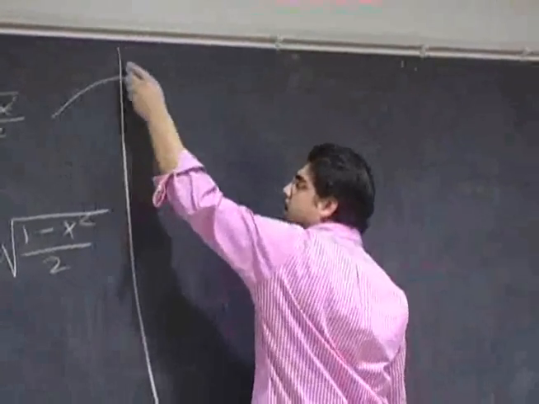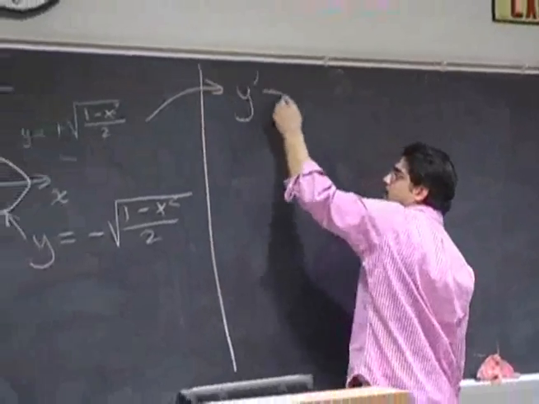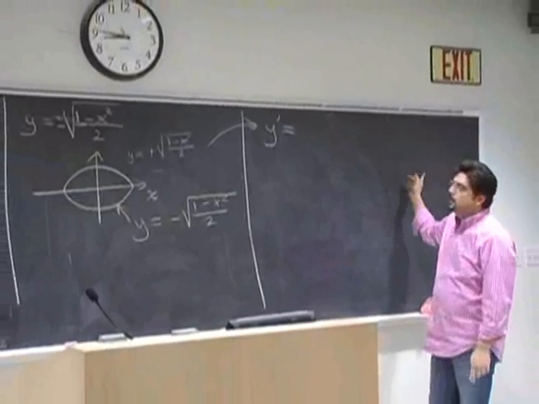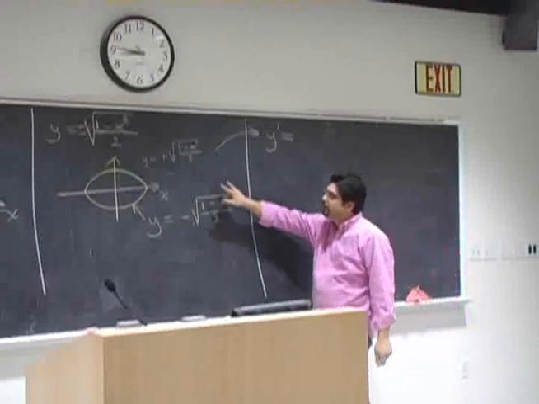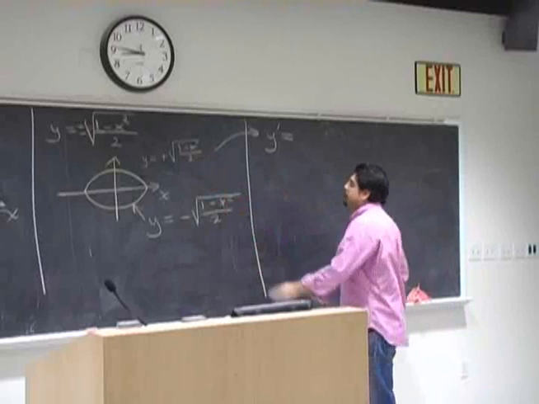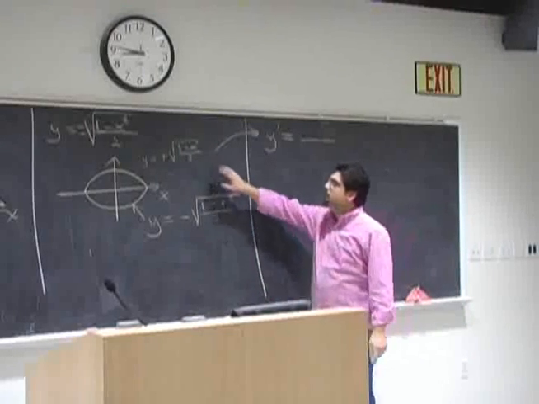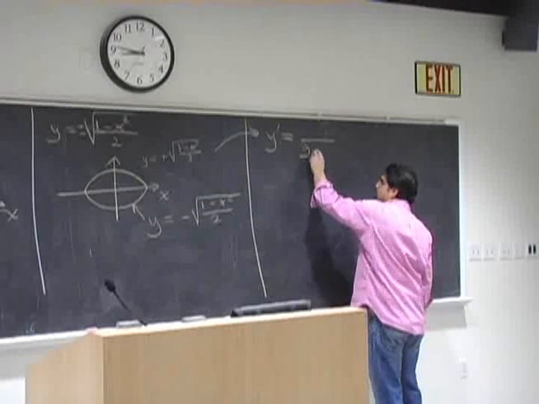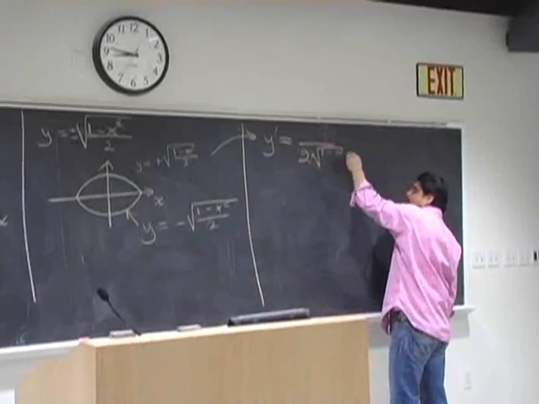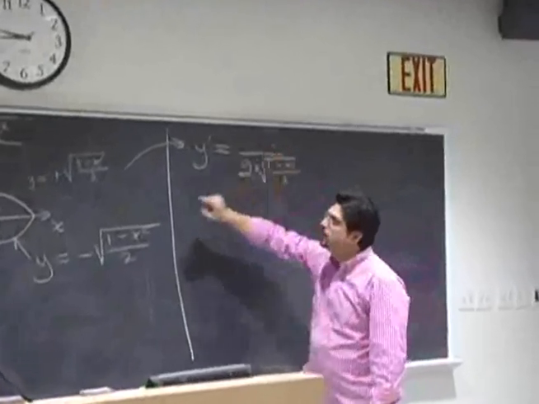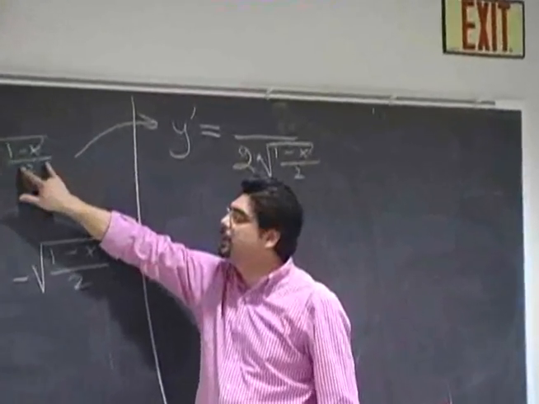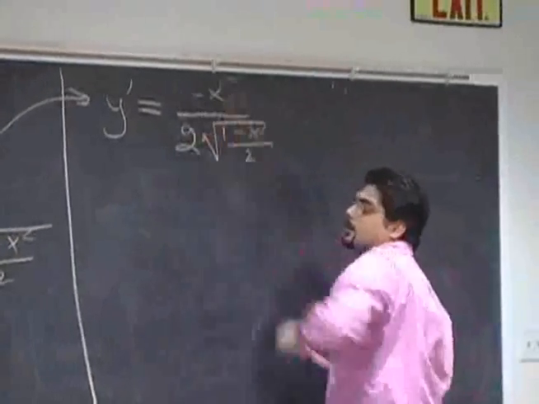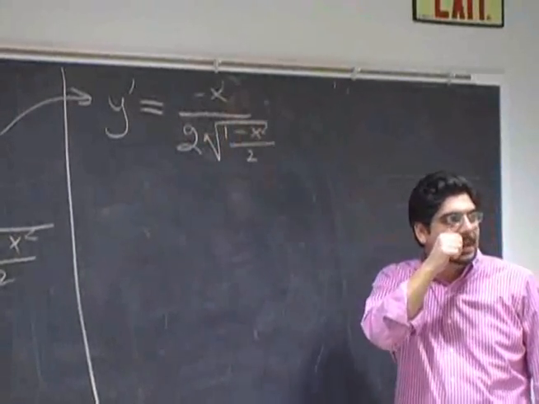So then from here, we're going to need to calculate the derivative so we can get the slope. Now let's use the rule I just wrote down. The derivative of the square root of u is u prime over 2 times the square root of u. And the numerator is the derivative of this, which would be negative x. Does that make sense? Okay, good.